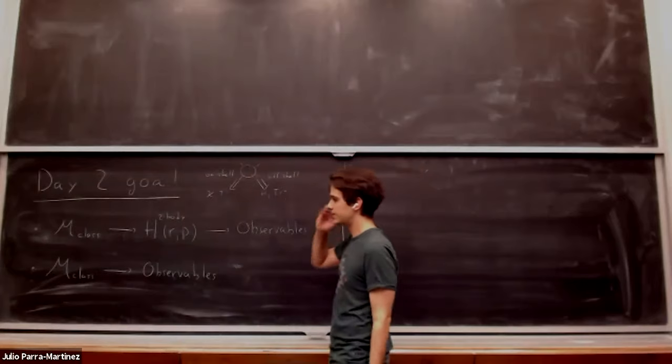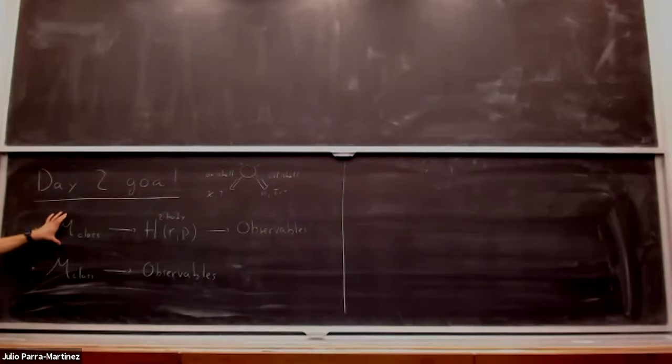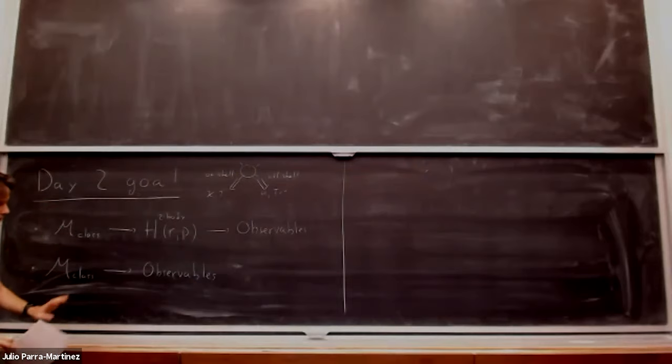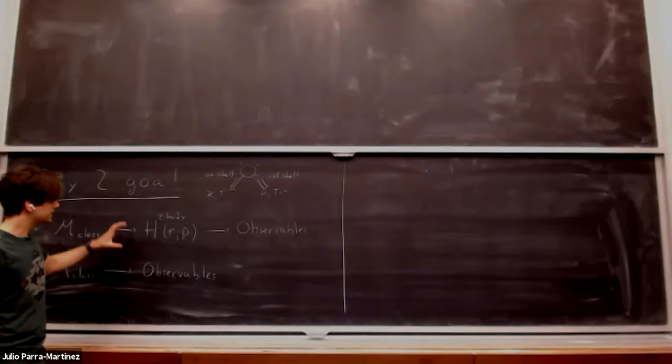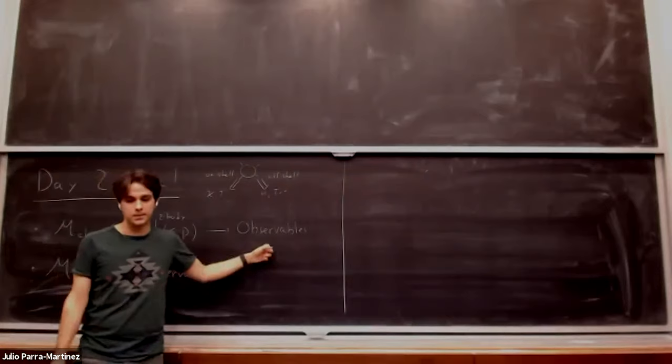So today we're going to explain how to do this. Before the break, I will explain how to go from the classical amplitude for the conservative case. We will focus on the conservative dynamics and derive a two-body Hamiltonian that we can then use to calculate observables.